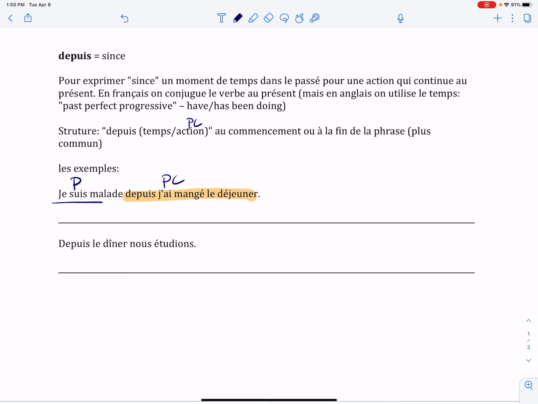It doesn't have the ing because we're using the verb to be, but I have been sick since I ate the lunch. In the second example, the time expression, the depuis, is at the beginning of the sentence, and we're using the dinner, le dîner, as a time. Because we could say since 5 o'clock, but we put the dinner in as the time. So depuis le dîner, since dinner, nous étudions. We have been studying. Present tense for the verb, for we have been studying. So depuis le dîner, nous étudions. Since dinner, we have been studying.